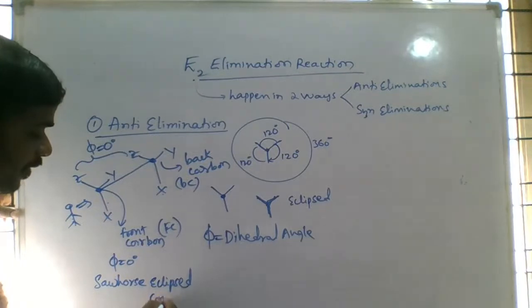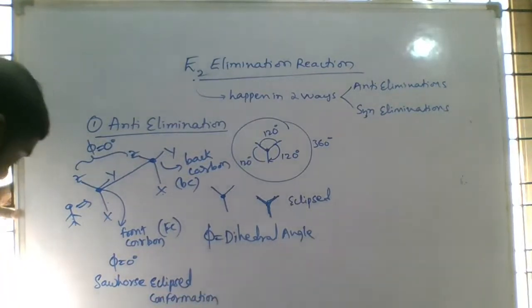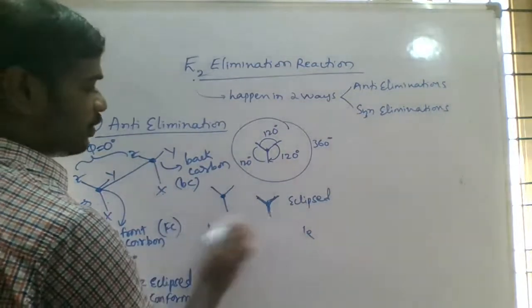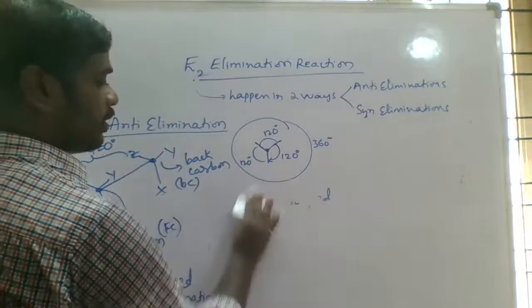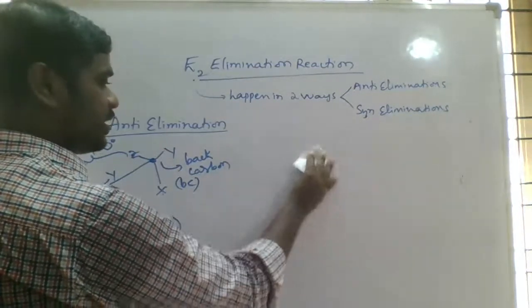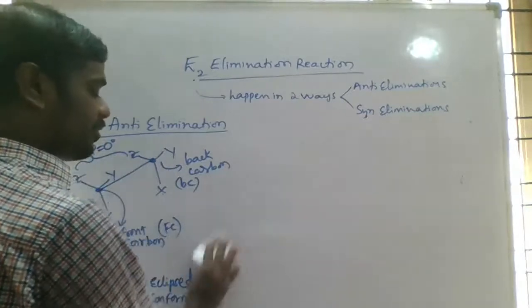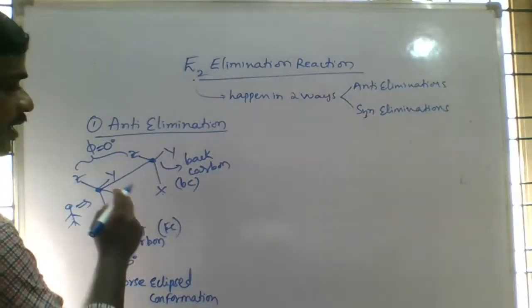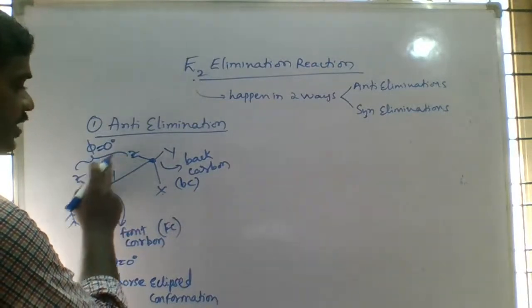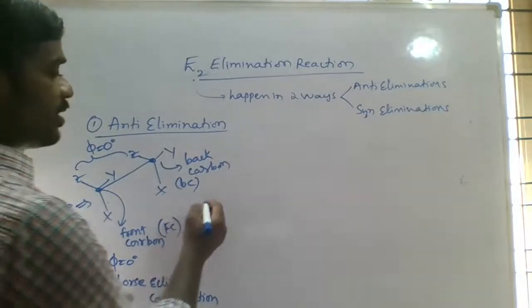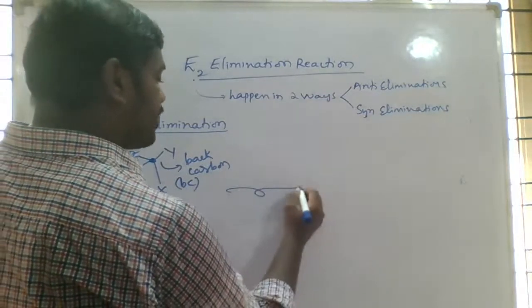Eclipsed conformation. But if you take the elimination reactions, there are mainly two types of eliminations. One is syn elimination. In syn elimination, the leaving groups' angle separation requirement is 0 degrees. But there is another conformation.